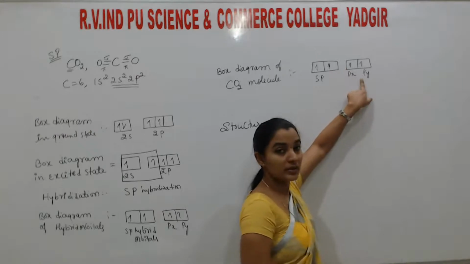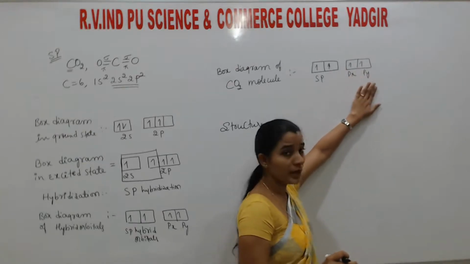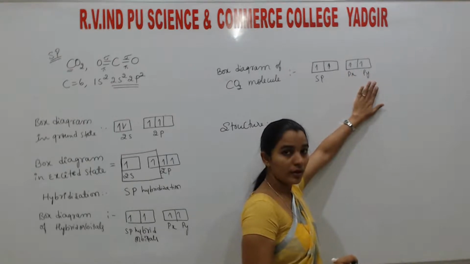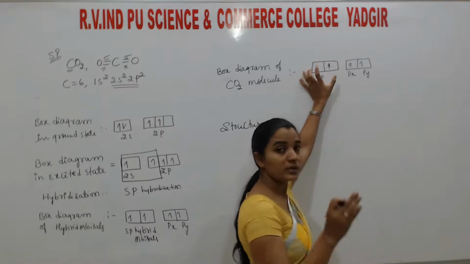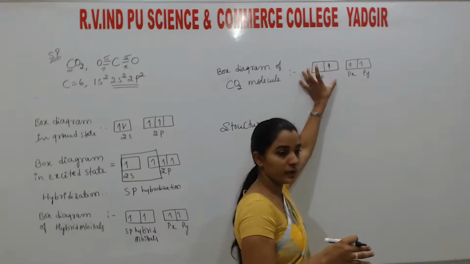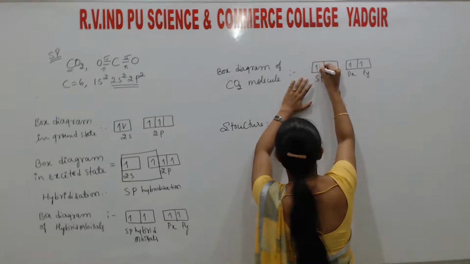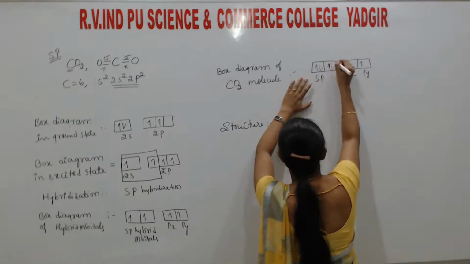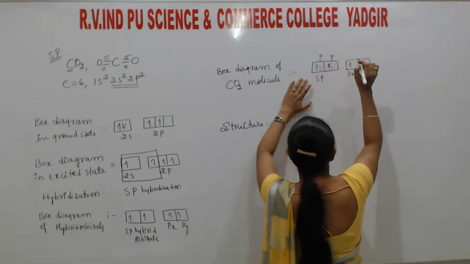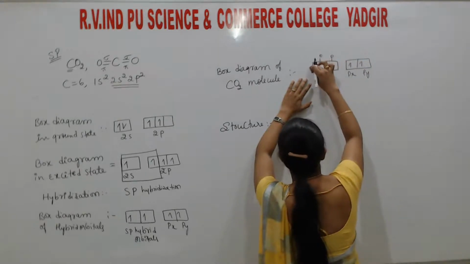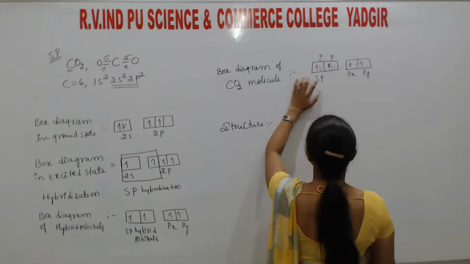These two are not mixed up. They are separately present like p orbitals, alone. They are not getting mixed up with the s orbital, but these two mix up with each other to form sp. Now the electron of oxygen is pointed here, 1. They form a double bond.